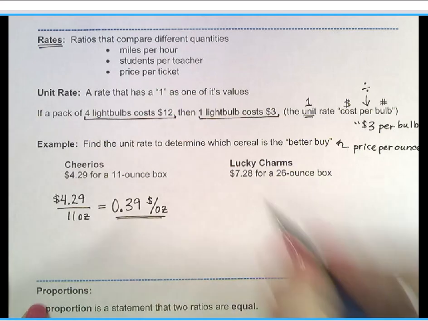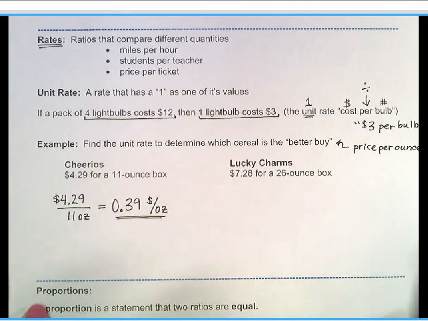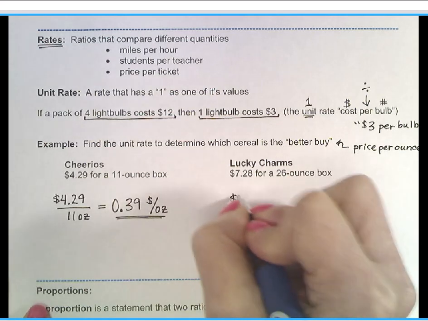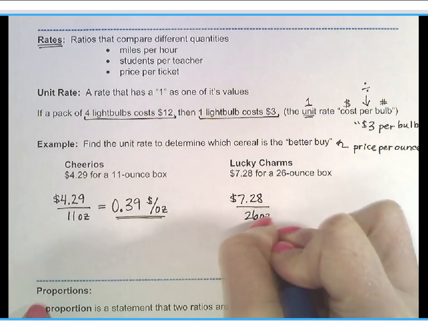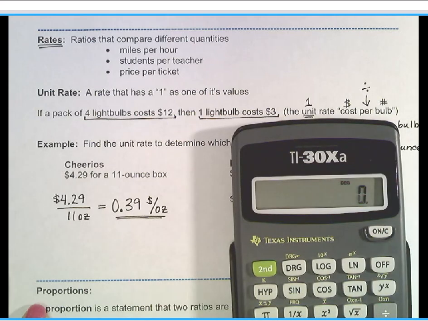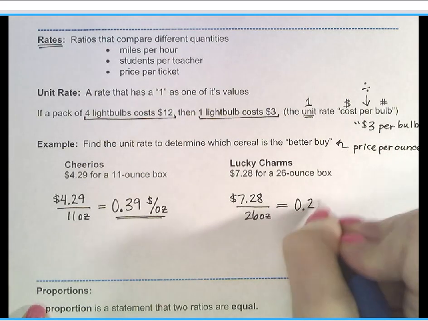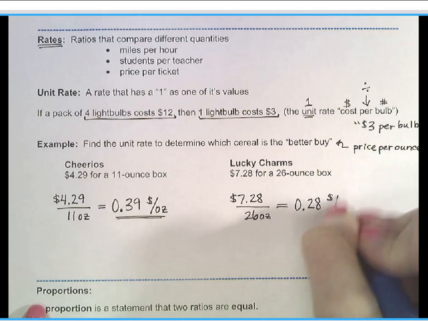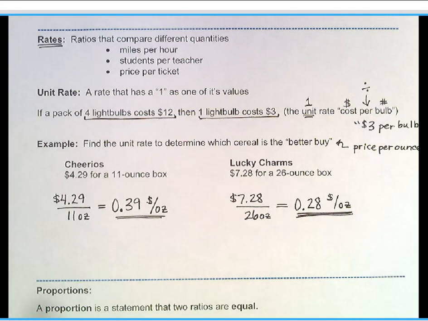Let's see what Lucky Charms cost. It's $7.28, but this is a 26-ounce box, so it's a bigger box. $7.28 divided by 26 ounces. $7.28 divided by 26. That's 0.28. And that is dollars per ounce. So that's like 28 cents per ounce.